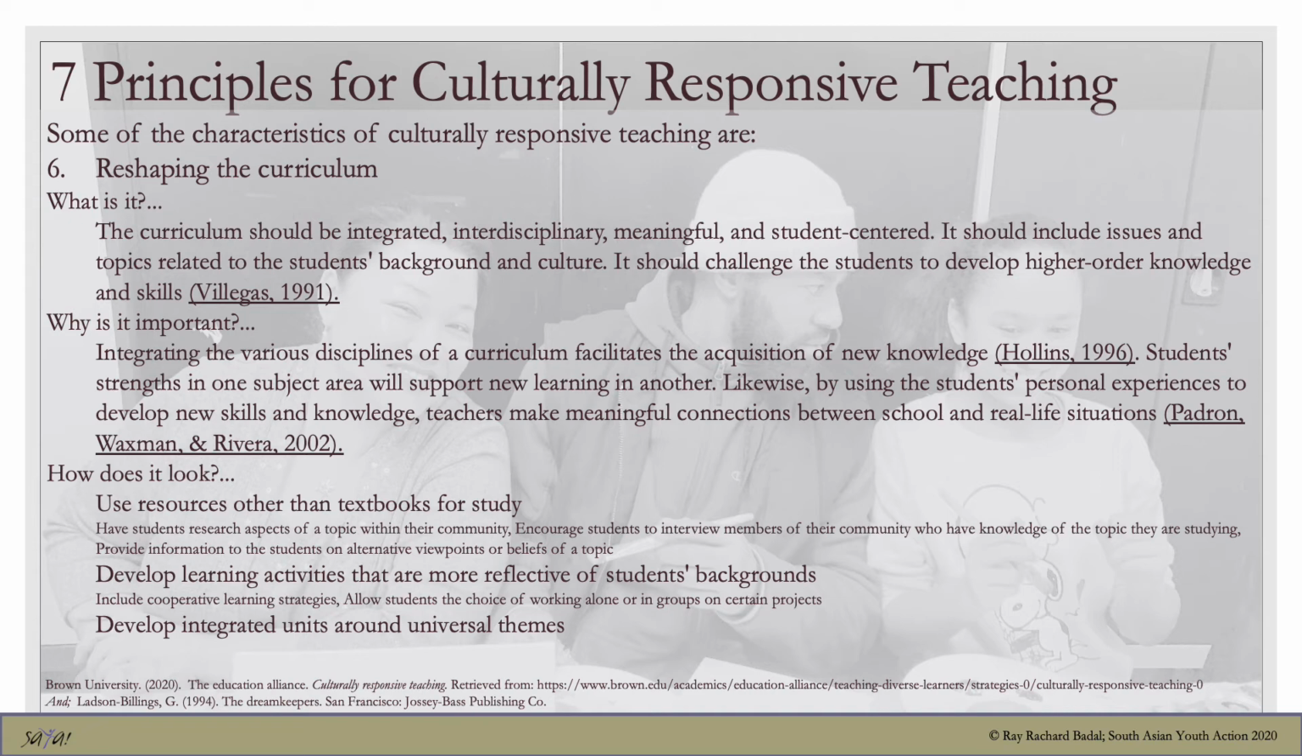Use resources other than textbooks for study. So have students research aspects of a topic within their community. Encourage students to interview members of their community who have knowledge of the topic that they are studying. Provide information to the students on alternative viewpoints or beliefs of a topic. You may also develop learning activities that are more reflective of students' backgrounds, which means including cooperative learning strategies, allowing students the choices of working alone or in groups on certain projects. And finally, develop integrated units around universal themes.